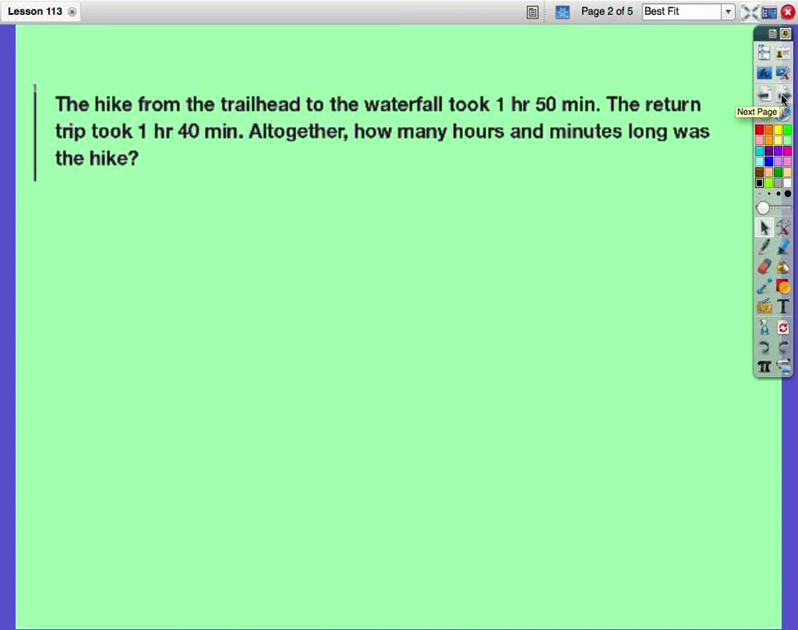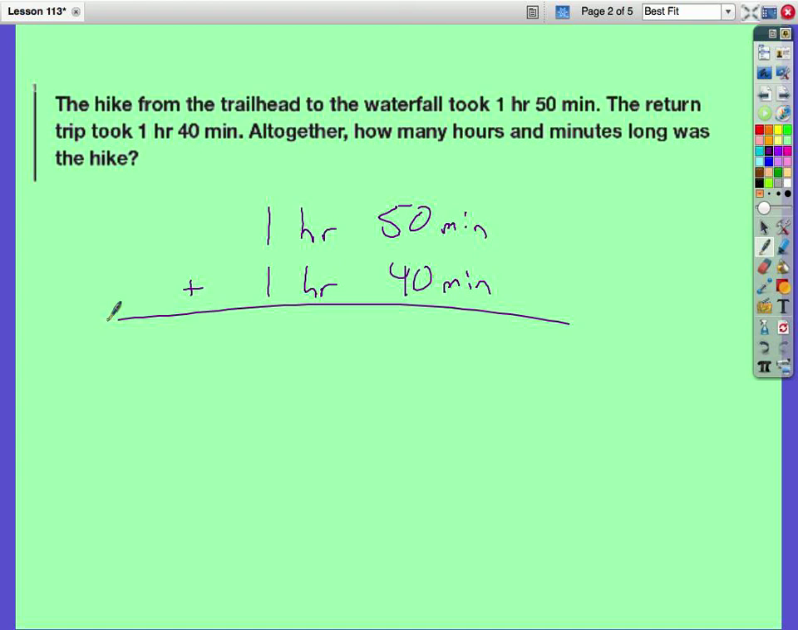Okay. So this first example says the hike from the trailhead to the waterfall took 1 hour 50 minutes. The return trip took 1 hour 40 minutes. Altogether, how many hours, minutes long was the hike? So I have 1 hour 50 minutes. I'm going to add 1 hour 40 minutes. Okay. So I have hours, minutes.